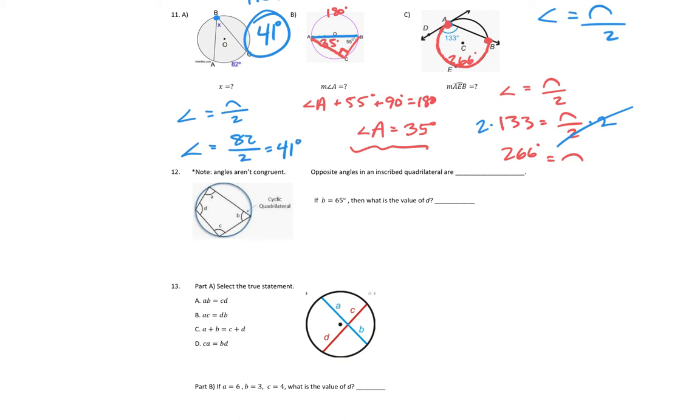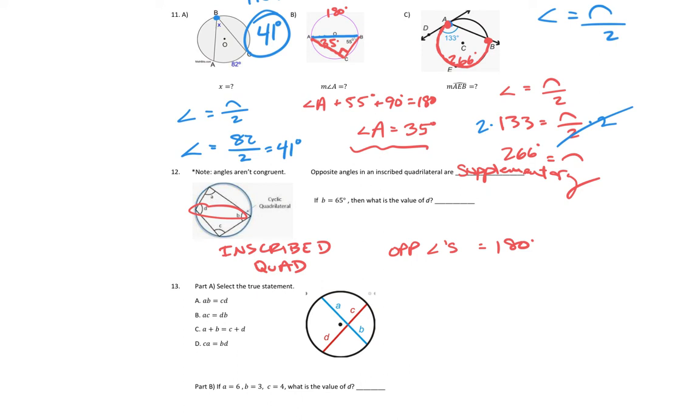Up next, we got number 12. We got a quadrilateral inscribed. What we learned about inscribed quads is that their opposite angles are always going to add up to 180. So opposite angles equal 180. They're supplementary.